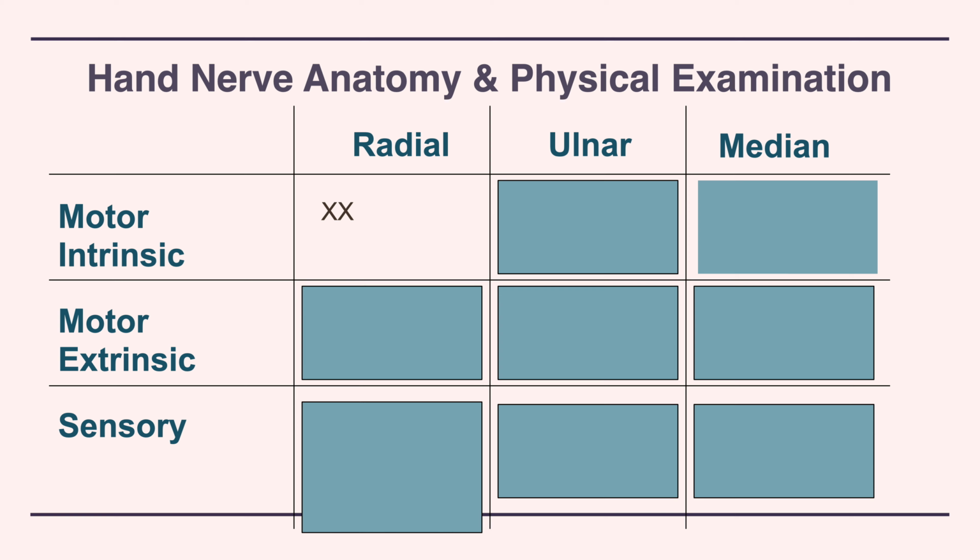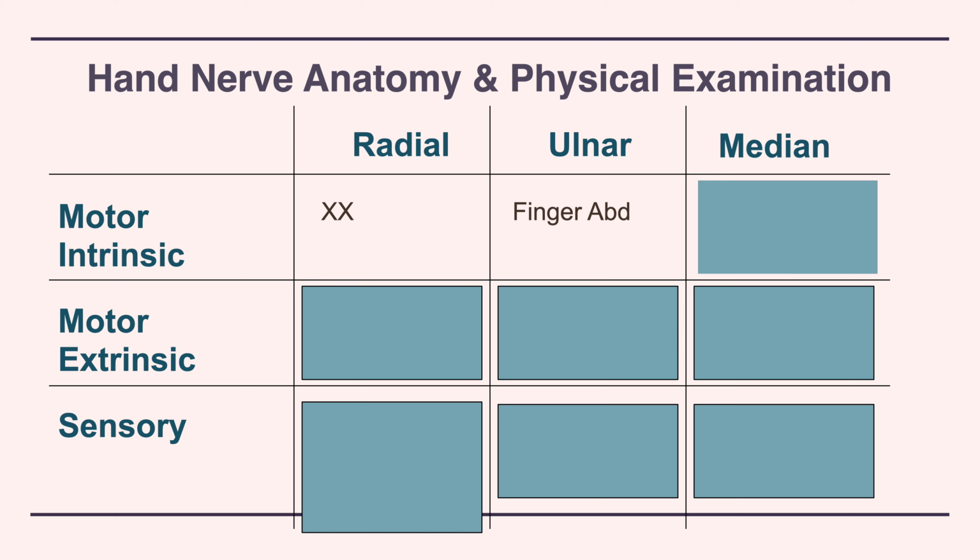Now, the ulnar nerve does provide innervation to muscles within the hand. And this is usually tested by asking the patient to separate the fingers or cross their fingers. So that's represented in this grid by finger abduction. And that's written there. The median nerve also provides innervation to muscles within the hand, and that's usually tested by asking the patient to oppose their thumb. And so that's represented by opposition.